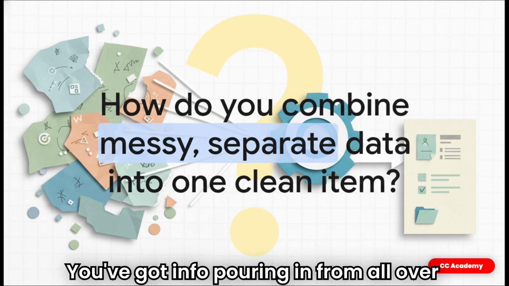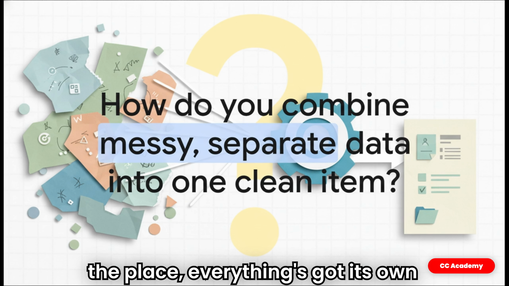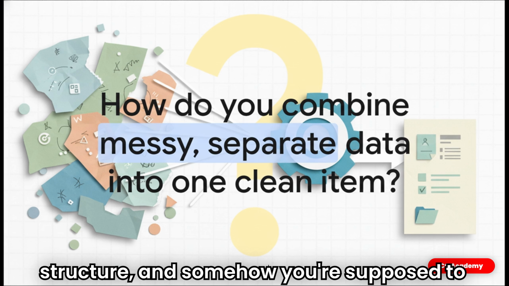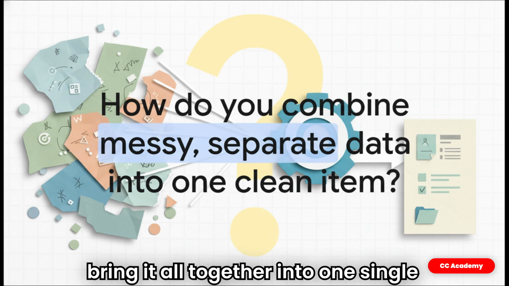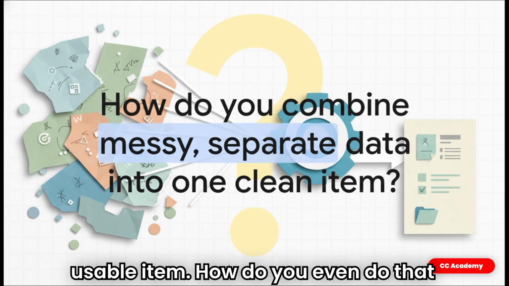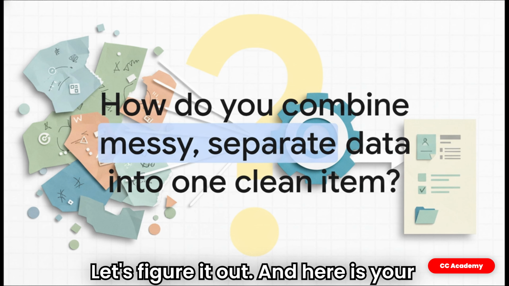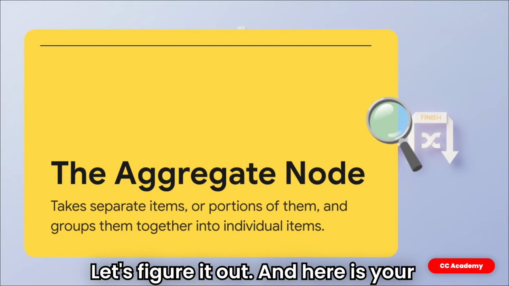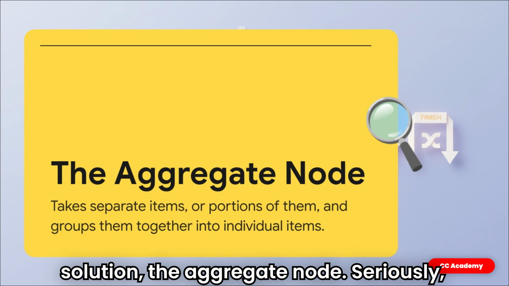So yeah, it's a classic data headache. You've got info pouring in from all over the place, everything's got its own structure, and somehow you're supposed to bring it all together into one single usable item. How do you even do that without making the mess even bigger? Let's figure it out. And here is your solution, the aggregate node.